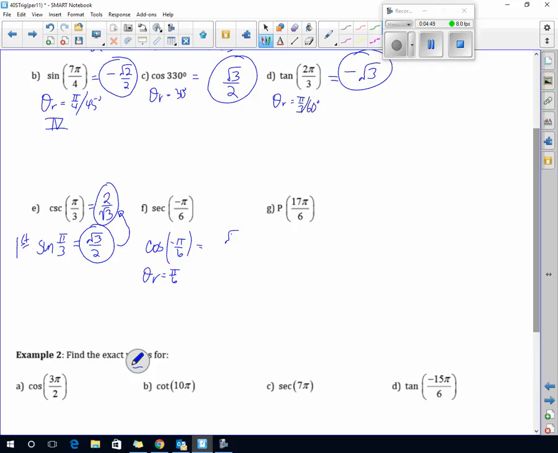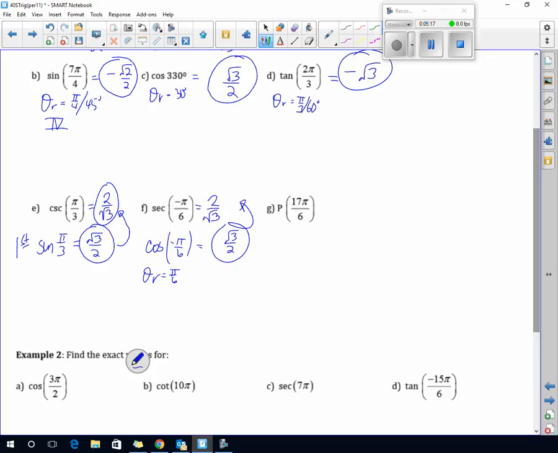Now, we got to figure out which quadrant negative pi over 6 is in. You're starting there and you're going down instead of up, right? So that would be in the fourth quadrant. So is it positive or negative for cos in the fourth quadrant? Positive. So then after I do this, I need to go and reciprocate it. And what do I get? 2 over root 3.